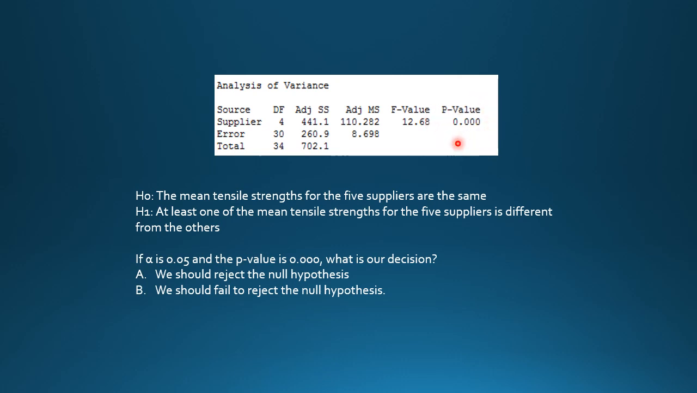So, should we reject our null hypothesis? The mean tensile strength for at least one supplier is different from the others because the p-value is less than alpha, so the results are statistically significant.